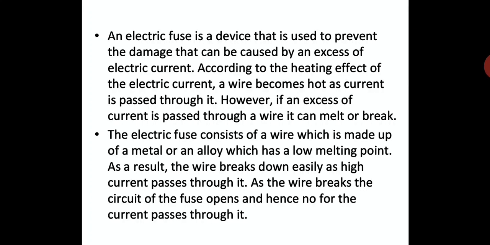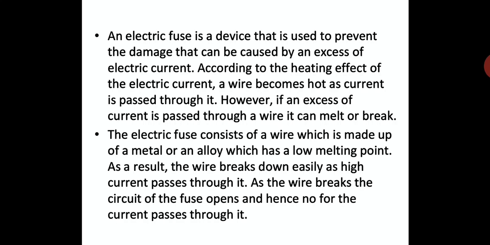So the electric fuse consists of a wire which is made up of a metal or an alloy which has a low melting point. Why does it have to have a low melting point? Because with a little amount of heat generated in the fuse, the wire will melt and break, and because of the breaking of the wire, the continuity of the flow of the electric current will be stopped. The flow will stop and will stop the further damage which will be caused due to the excess of electricity. As a result, the wire breaks down as high current passes through it.